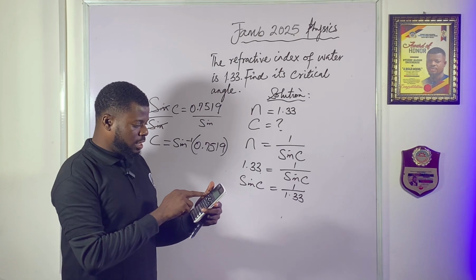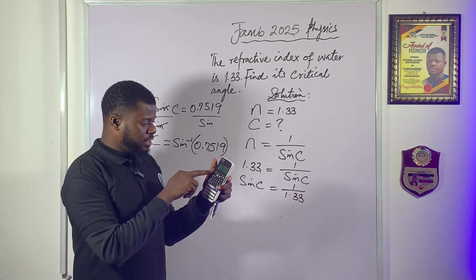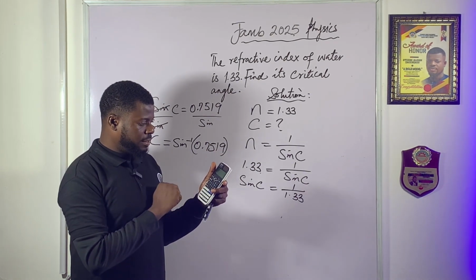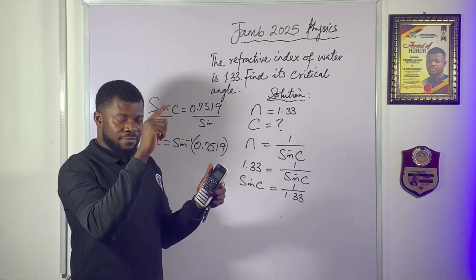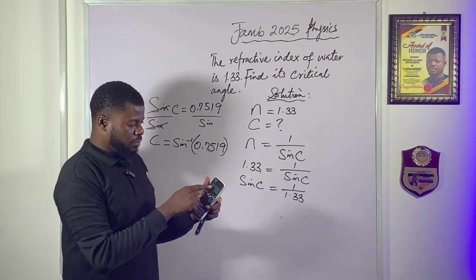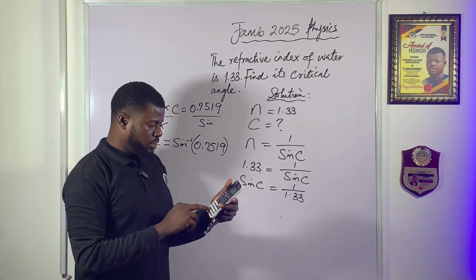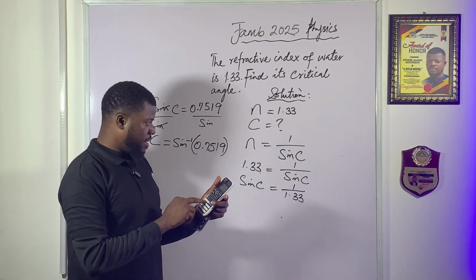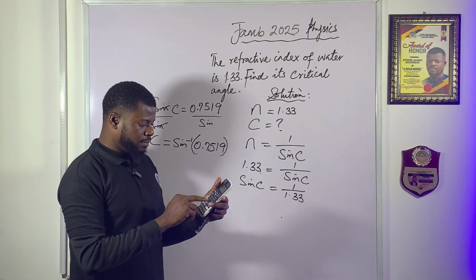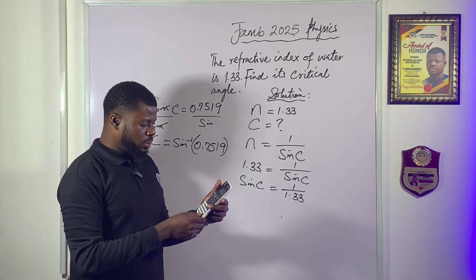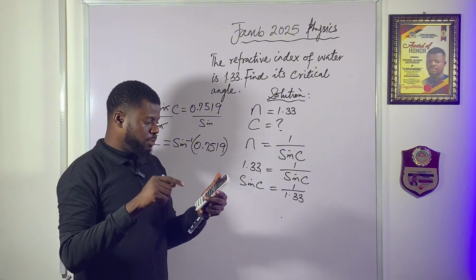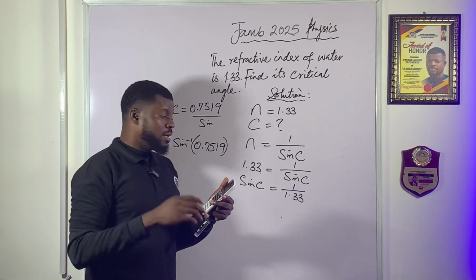You can just check, press shift sine, then you have sine inverse. This will come in front of the screen of your calculator. Then plug in this value, which is 0.7519. So when you press equals, you should have 48.755 and the rest of it.